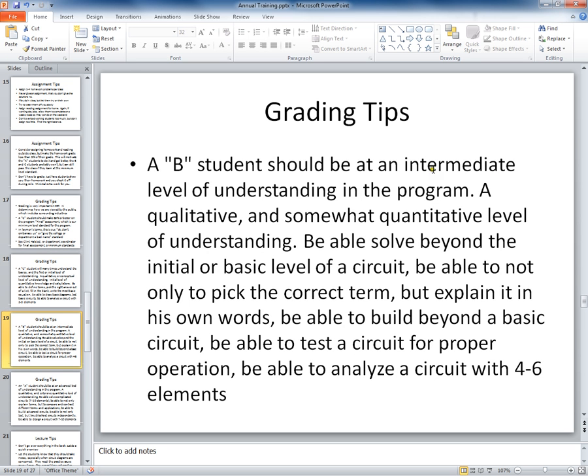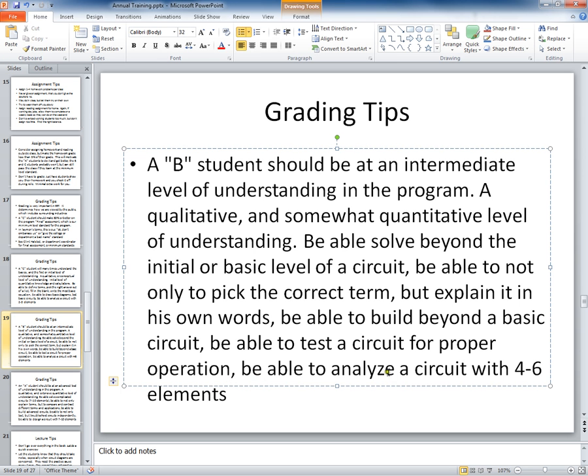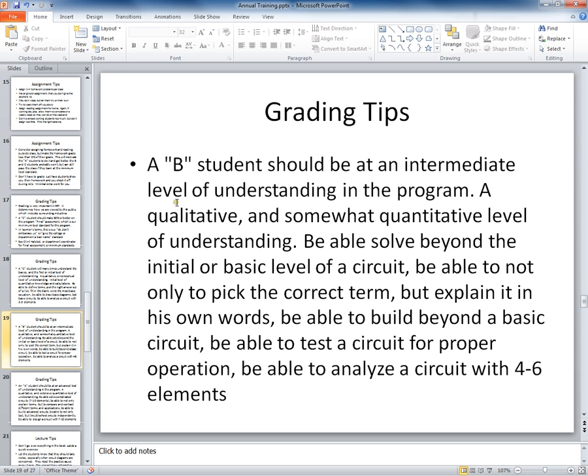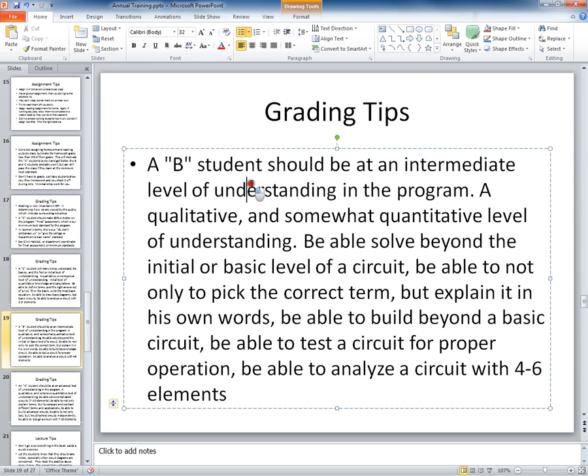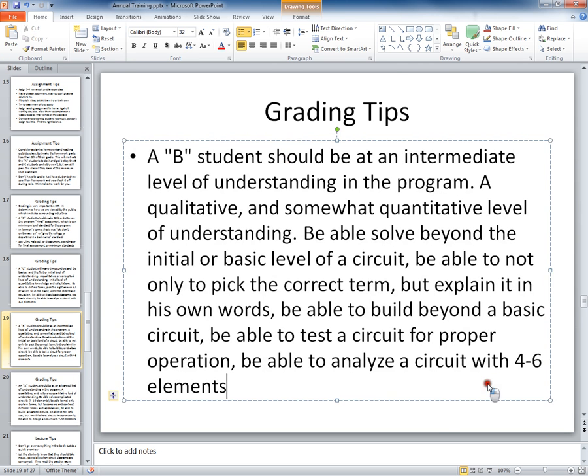A B student should be at an intermediate level of understanding the program, a qualitative and somewhat quantitative level of understanding. Be able to solve beyond the initial or basic level of a circuit, be able to not only pick the correct term but to explain it in their own words, be able to build beyond a basic circuit, be able to test a circuit for proper operation, be able to analyze a circuit, not necessarily design a circuit, with 4 to 6 elements. So I would not really expect a B student to be that great of a designer, but maybe they could analyze this intermediate circuit.